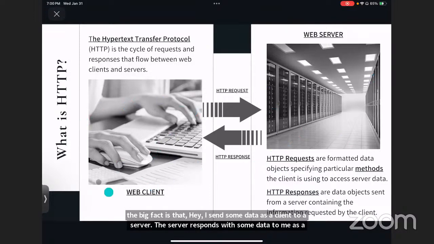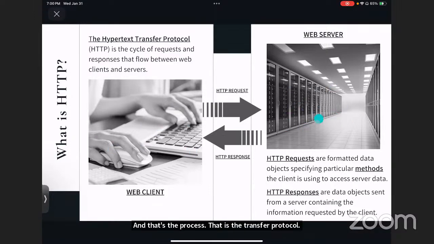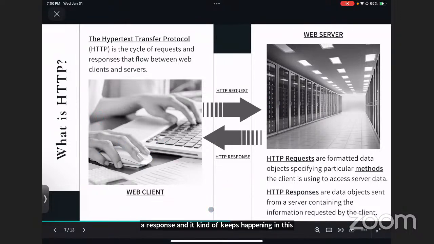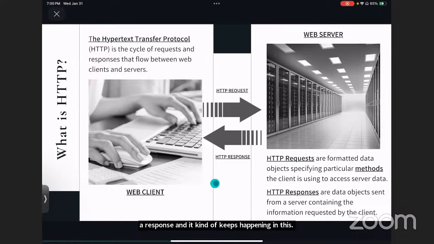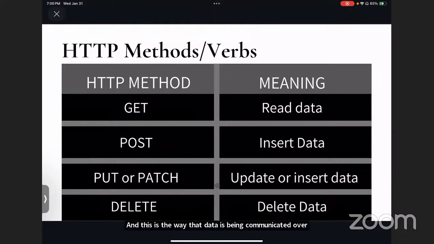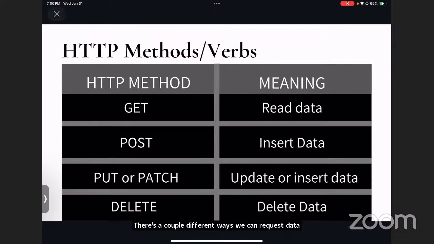You can see it kind of happens in this little loop: one machine sends a request to another, the other sends back a response, and it keeps happening in this loop. And this is the way that data is being communicated over the web. Now, like I mentioned, there's a couple of different ways we can request data from a server, right? Here are the 4 to 5 methods that we can use.